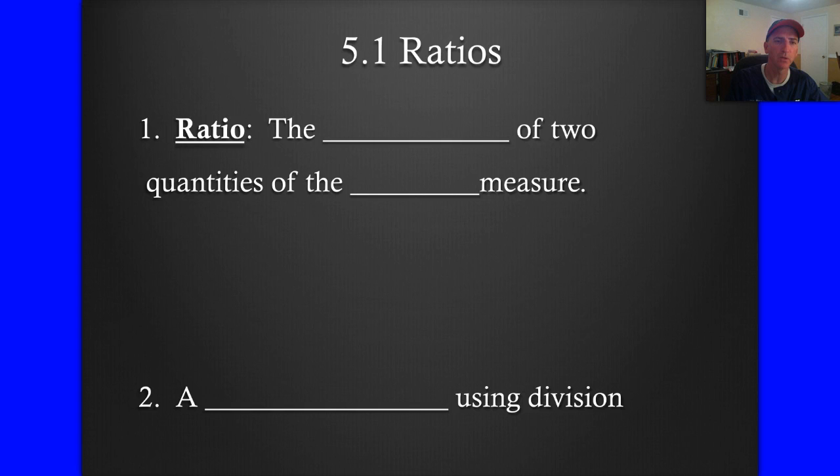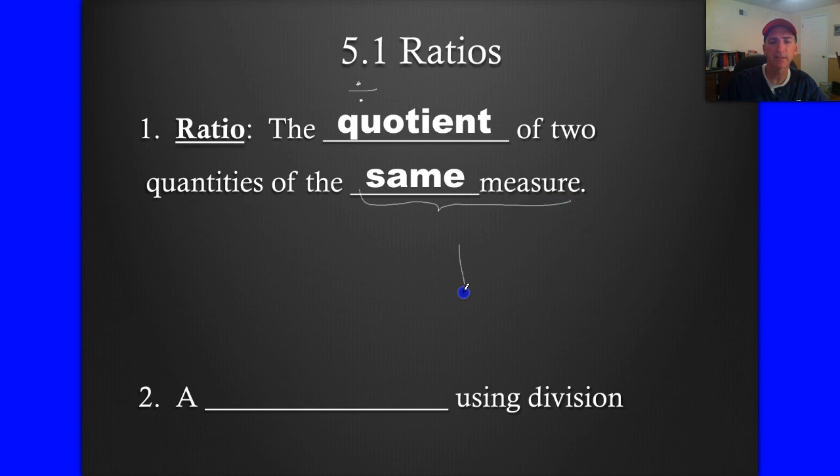The bottom of page 1. A ratio. A ratio is the quotient of two quantities of the same measure. Quotient of two quantities of the same measure. And just to make sure you remember, quotient means division. So you're comparing two things using division, and the units of measure that you're comparing are the same.